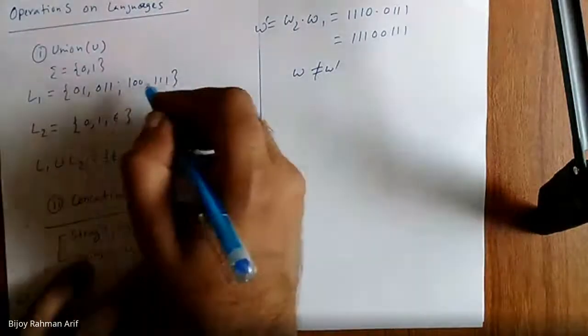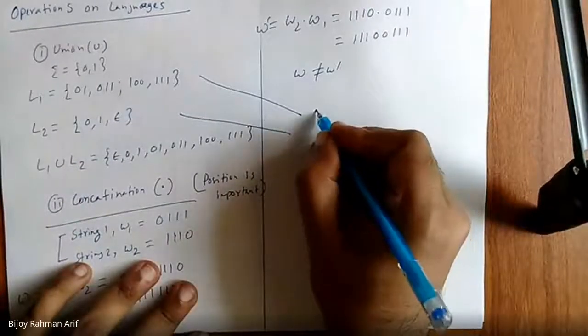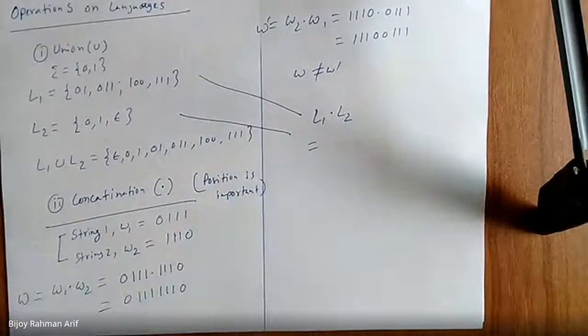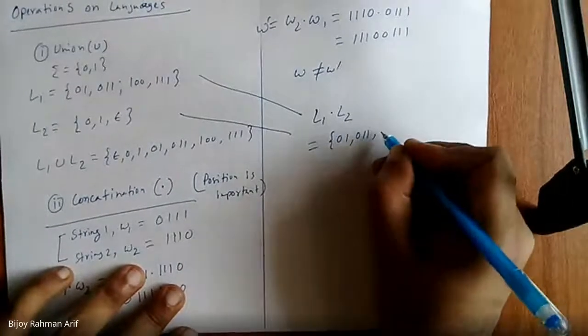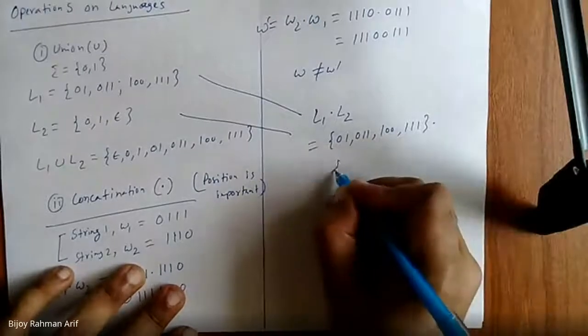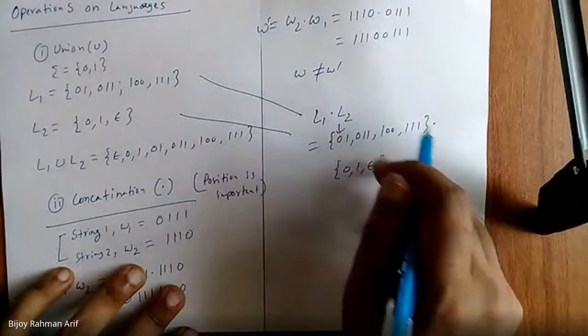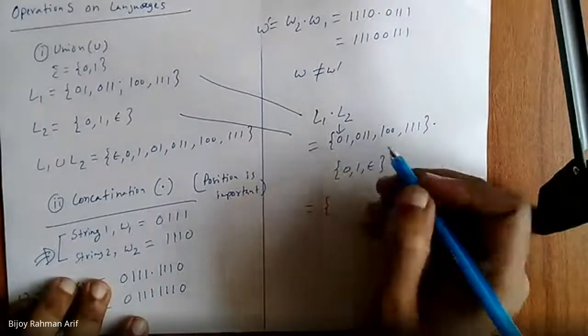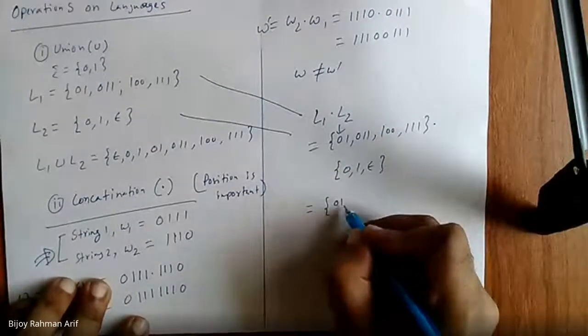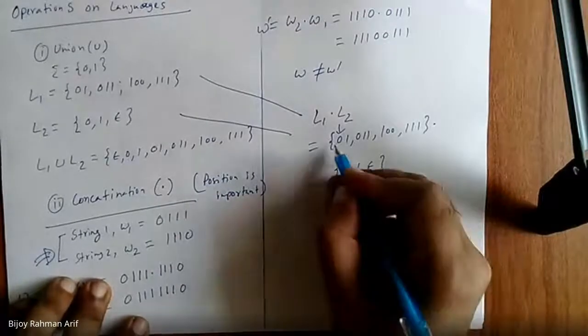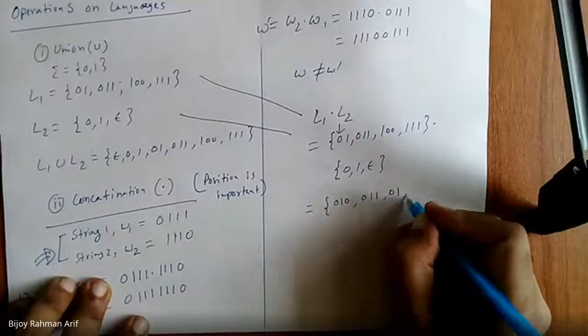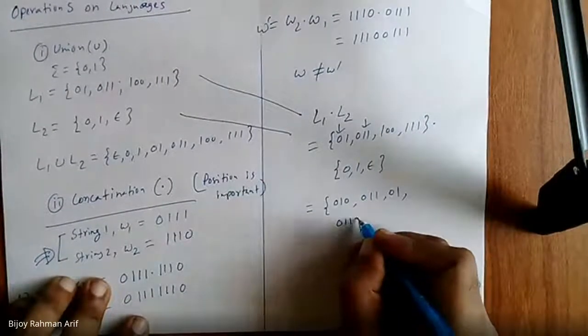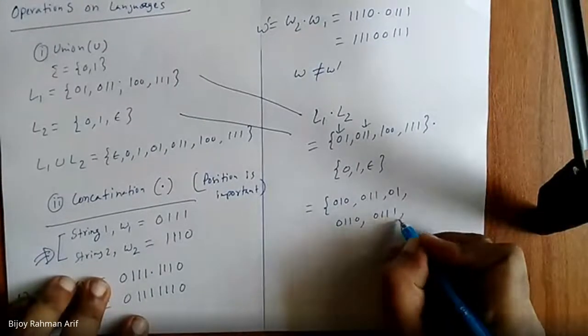Now let's assume my language is this. L1 concatenated to L2, what would be the answer? Take 01, 011, 100 concatenated with 0, 1, epsilon. This is nothing but a cross product. I take one element from here and join it with each element there by string concatenation. So what would be the new set? 010, 011, then 01 with epsilon means nothing, so 01. Then 0110, 0111, then 011.